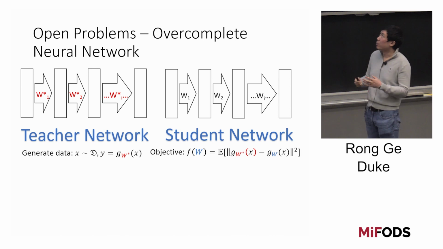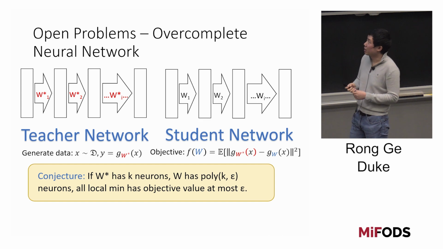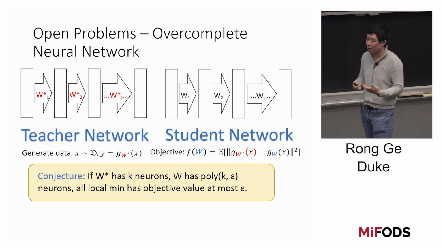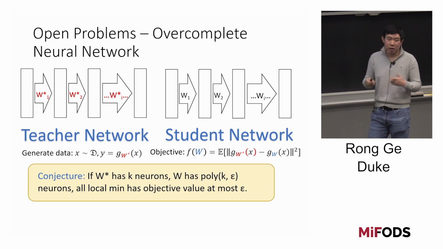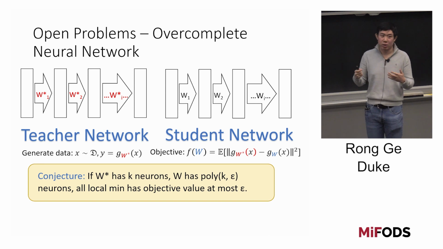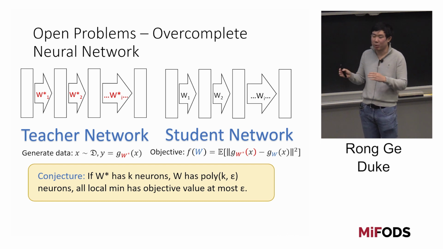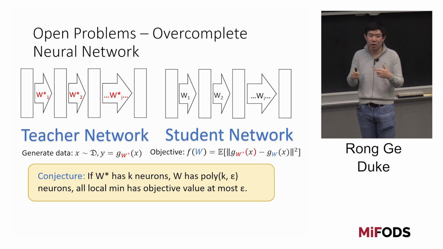Then there's the open problem on neural networks. My conjecture is about a simple setting where we have a 2-layer neural network with a teacher network. Suppose the teacher network has, say, 50 neurons in the hidden layer. Then what we empirically observe is that if you allow the student network to have, say, 100 neurons in the hidden layer, you always find a very good solution. You will not get stuck in a bad local optimum. As a comparison, if your student network also has only 50 neurons, then you will get stuck in a local optimum.